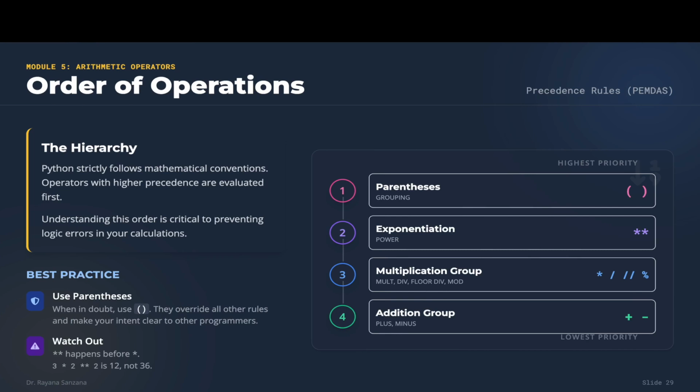Python follows standard mathematical precedence, often remembered by the acronym PEMDAS. The hierarchy is strict. Parentheses always win. Use them to override the natural order. Exponents come next. This is important. Multiplication, division, floor division, and modulo are all equal priority and are evaluated left to right. Then addition and subtraction happen last. When in doubt, use parentheses. They make your code easier to read and ensure calculations happen in the order you intended.